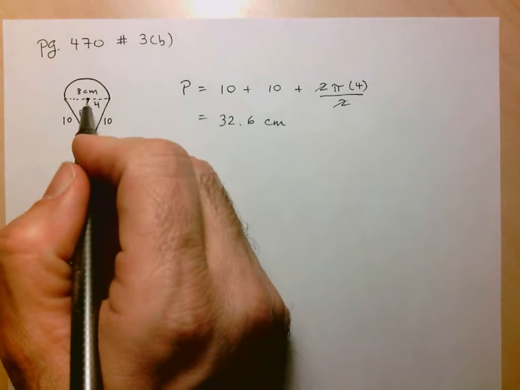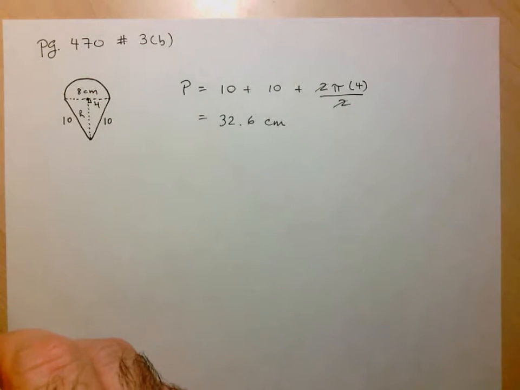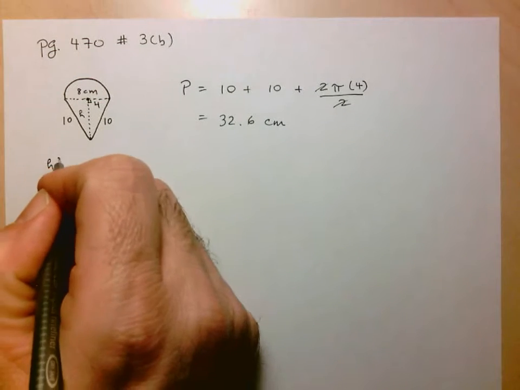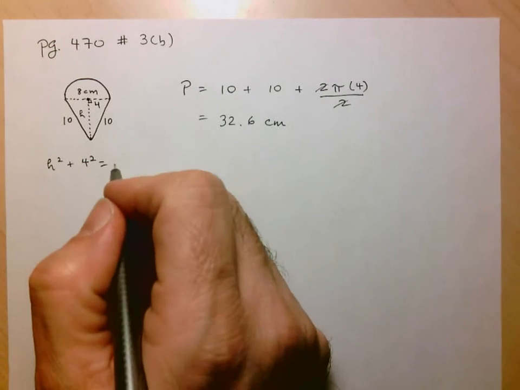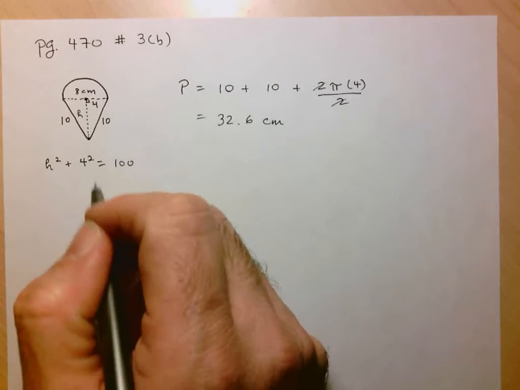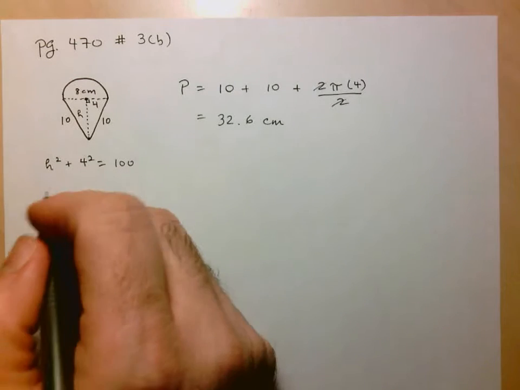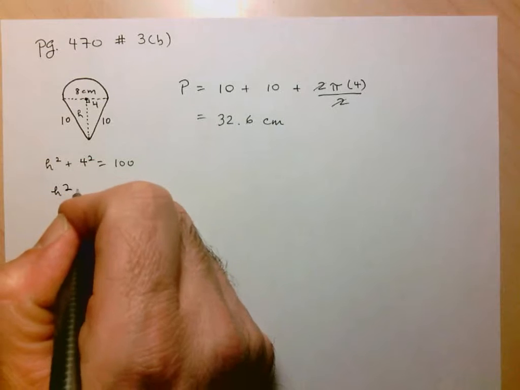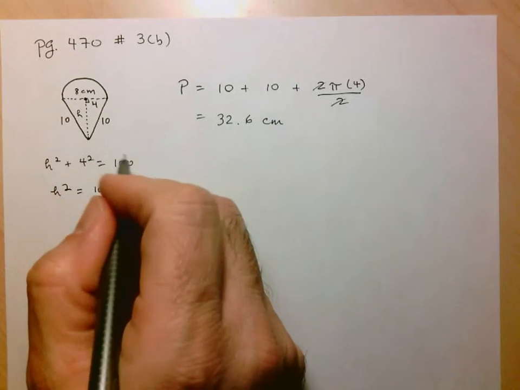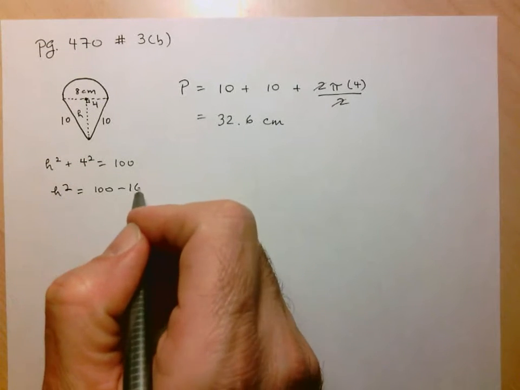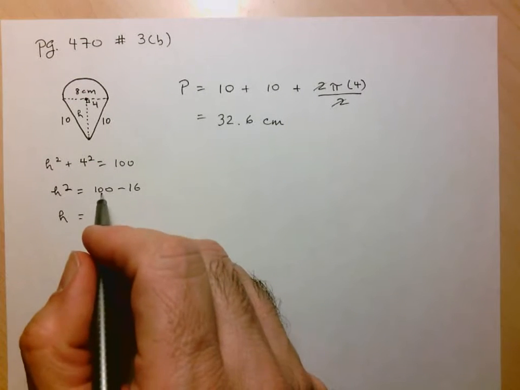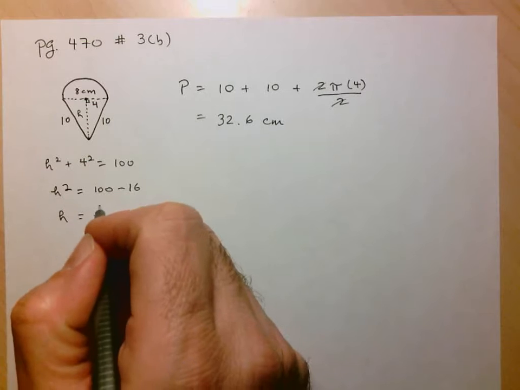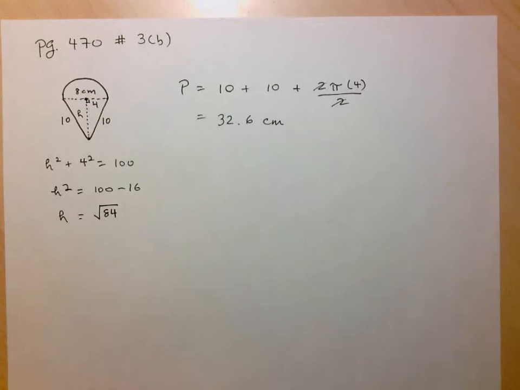So here I have a right angle triangle, so I can use Pythagoras. So I've got h squared plus 4 squared is equal to the longest side, the hypotenuse, squared. I should have put 10 squared, but there's 100. And so h squared is equal to 100. Bring that to the other side, minus 16. And I take the square root of both sides to isolate h. So 100 minus 16 is 84. So this is the square root of 84.